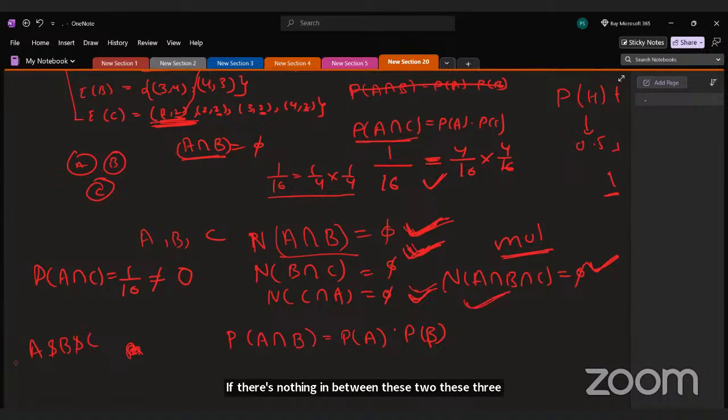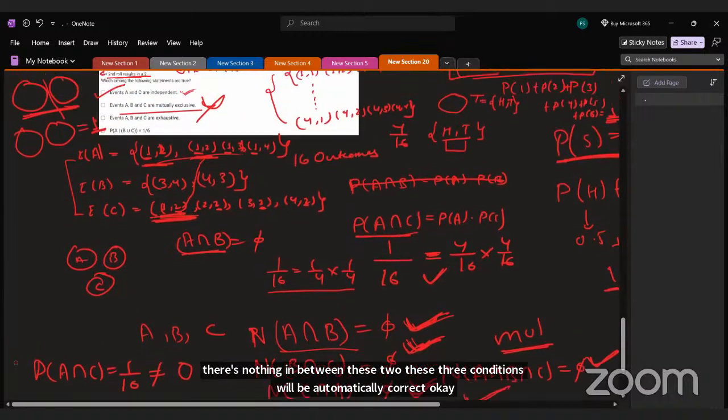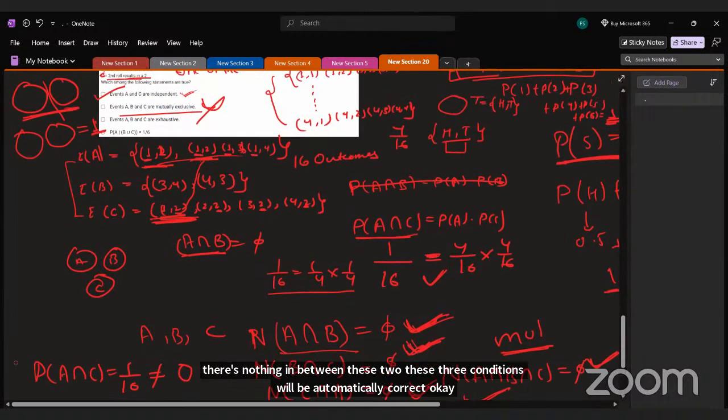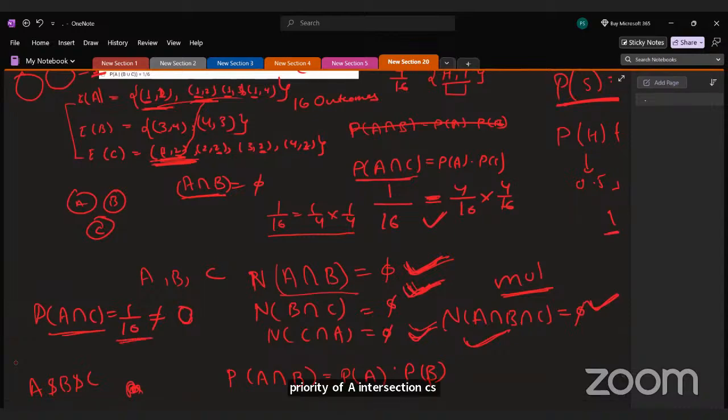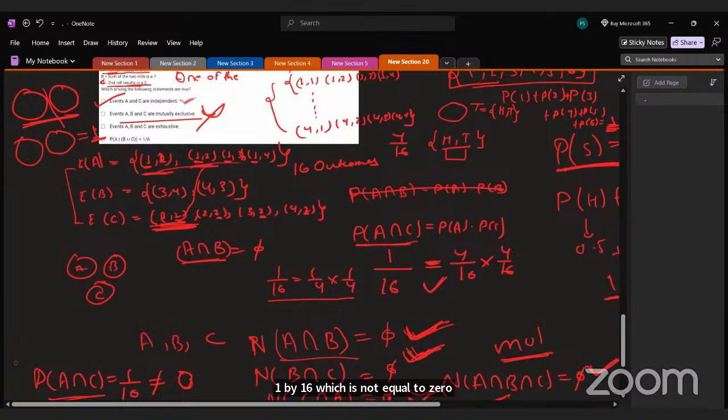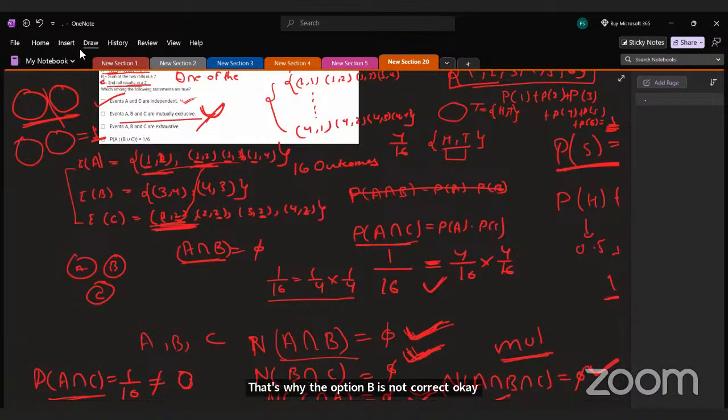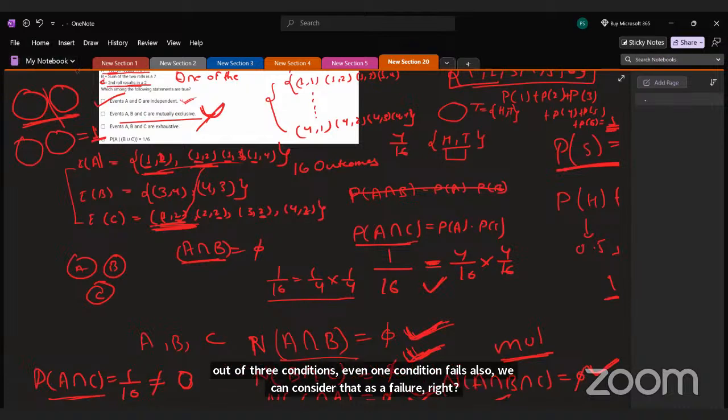So basically, in conclusion, option B is not correct because we got the probability of A intersection C as 1 by 16, which is not equal to 0. Out of three conditions, even if one condition fails, we can consider that a failure. Now events A, B, and C are exhaustive.